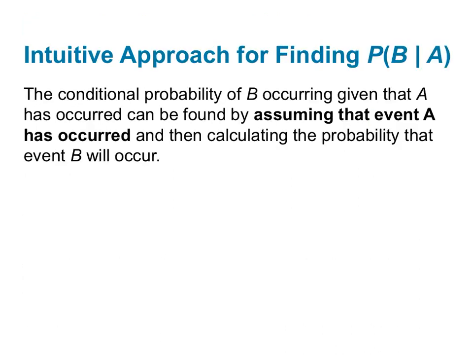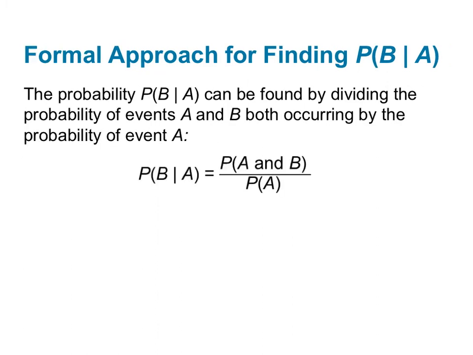Here we're going to look at the intuitive approach for finding the probability of B given A. The conditional probability of B occurring given that A has occurred can be found by assuming that event A has occurred and then calculating the probability that event B will occur. The formal approach is that the probability of B given A can be found by dividing the probability of events A and B occurring by the probability of event A occurring.